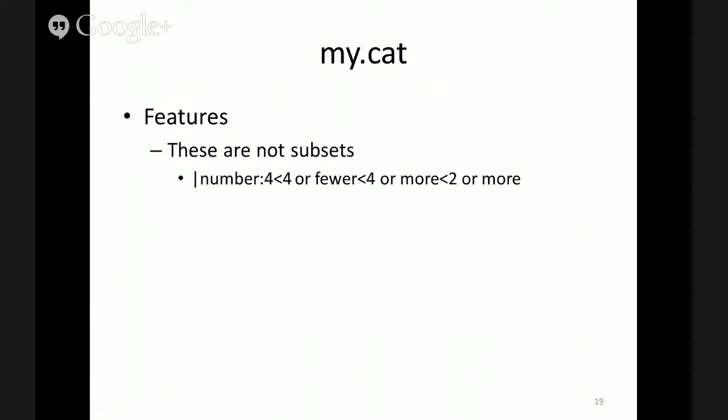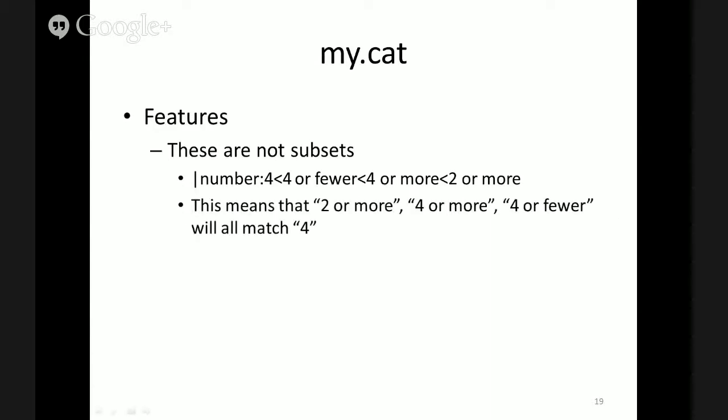Now here's an important point about this. These are not subsets. So if you have something like pipe number colon 4, which will also match to 4 or fewer, it'll also match 4 or more. It'll also match 2 or more. That doesn't mean that 4 or more matches 2 or more, or 4 or fewer matches 2 or more. It means that if you search for 2 or more, it'll get a hit against 4. If you search for 4 or more, it'll get a hit against 4. If you search for 4 or fewer, it'll get a hit against 4. It doesn't mean that these have any relationship between them.